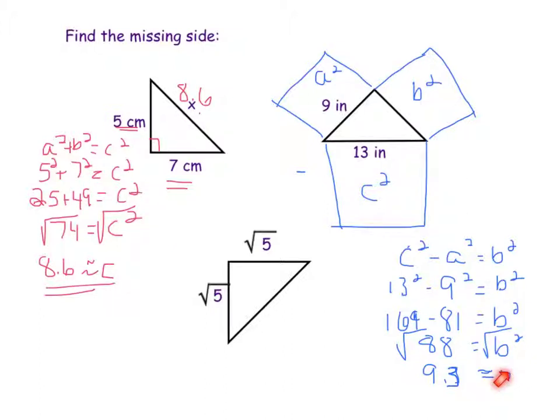All right, one last example. I see that I'm missing my hypotenuse, so I'm going to be adding. Remember, if you're finding the hypotenuse, you add. If you're finding a leg length, you subtract. So a squared plus b squared equals c squared.